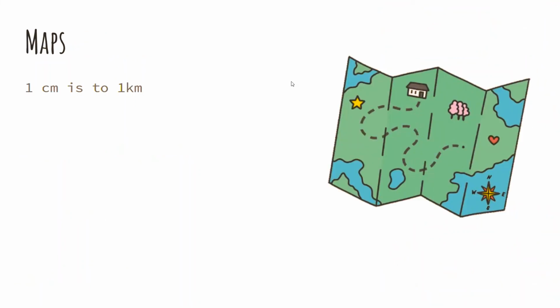So here's the map I was talking about, and you have your ratio here: 1 centimeter on the map represents 1 kilometer in real life.